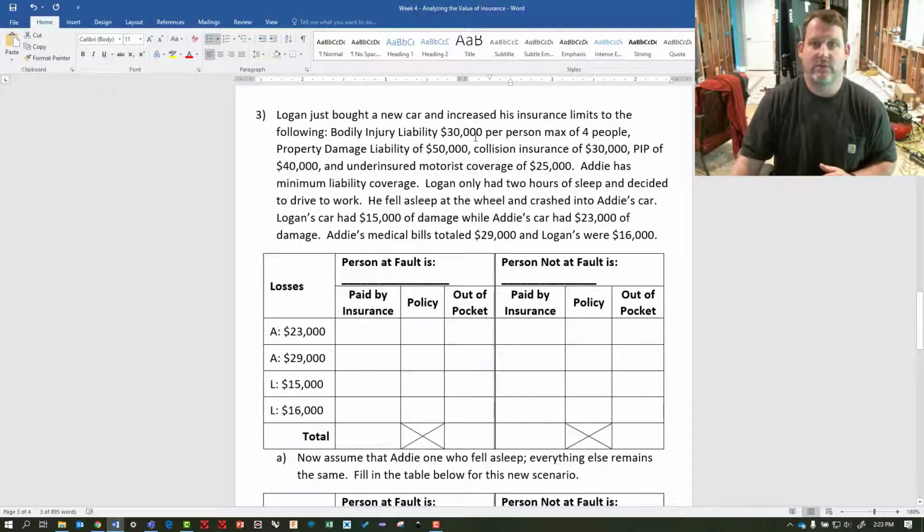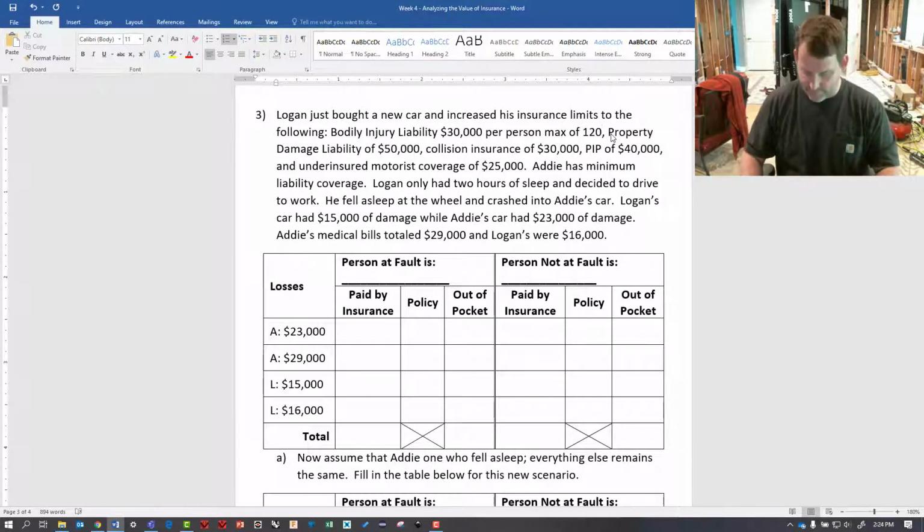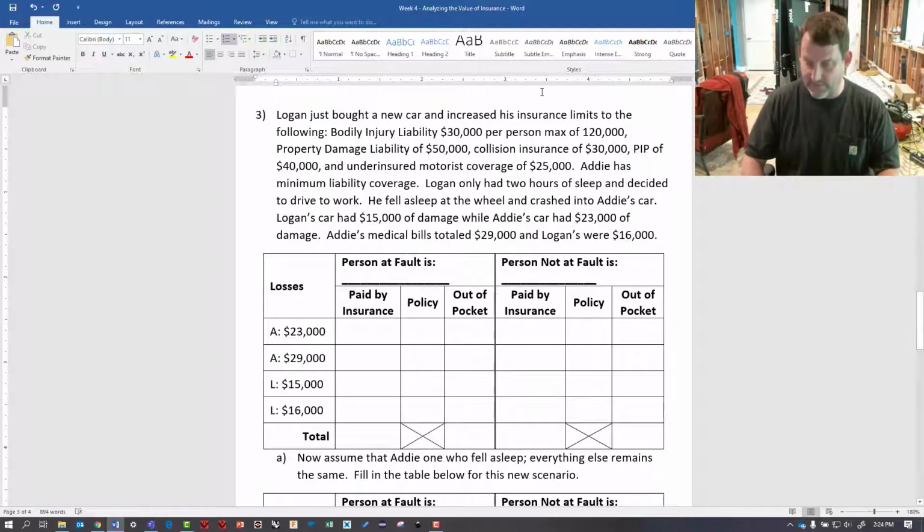Max up. Oh, and you know what? This really should be $120,000, not 4 people. It is maxed out by the value amount, not the number of people injured. That's a horrible mistake on my part. So bodily injury is $30,000 per person, max of 120.